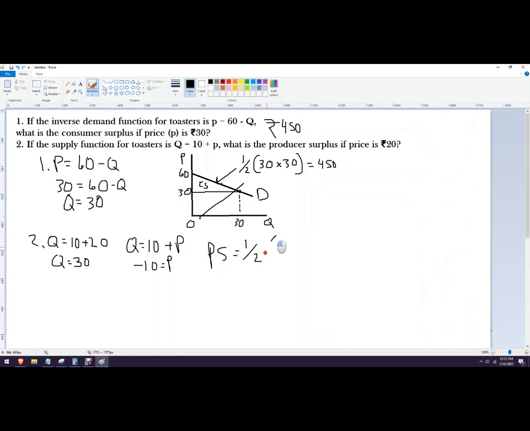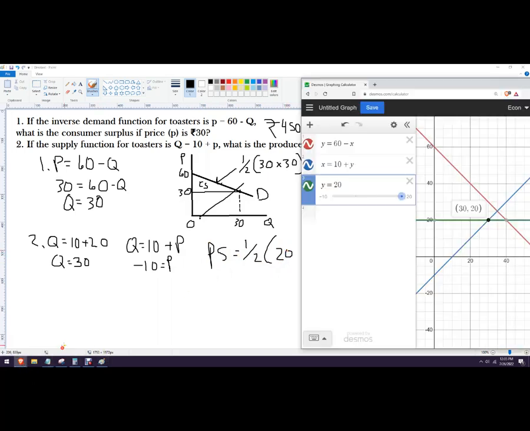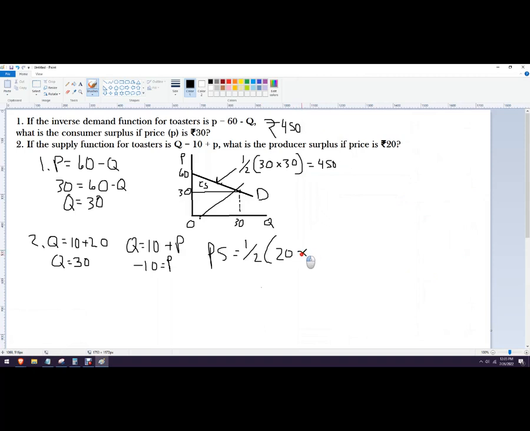1/2, 20, because that was the beginning part there. That was right here. And then to go from 10 over to 30 is also 20. So 20 times 20, and that's 400. And half of that is 200. So the producer surplus is 200, also in rupees. Okay.